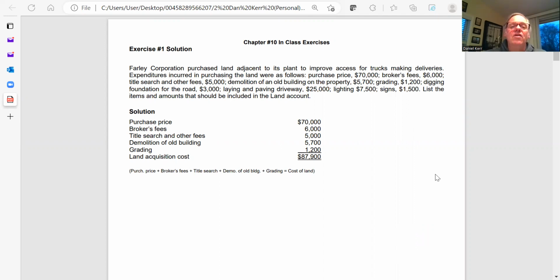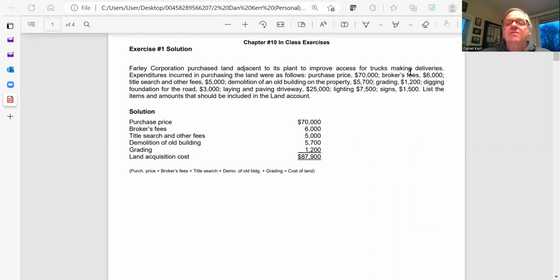So let's take a look here. Farley Corporation purchased land adjacent to its plant to improve access for trucks making deliveries. Expenditures incurred in the purchase of land were as follows. So what we need to do is look at all these costs here and ask ourselves, does that become part of the cost of the land? Remember, the land's cost is all those things necessary to get the asset installed for the purpose I purchased it for. And that's the lens within which we have to evaluate each of these expenditures.